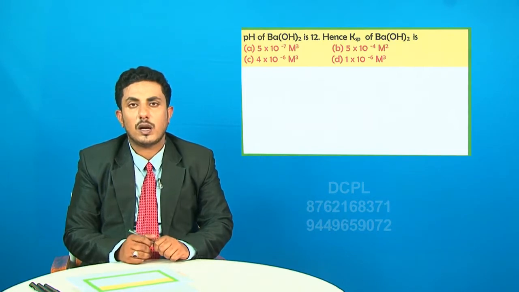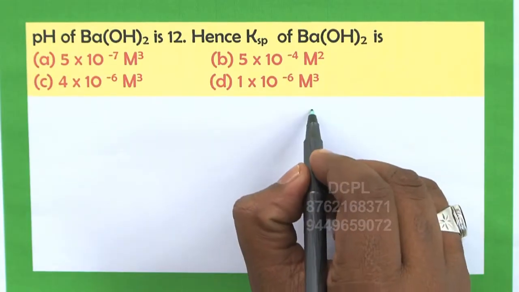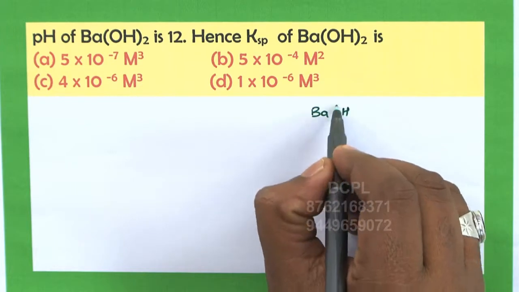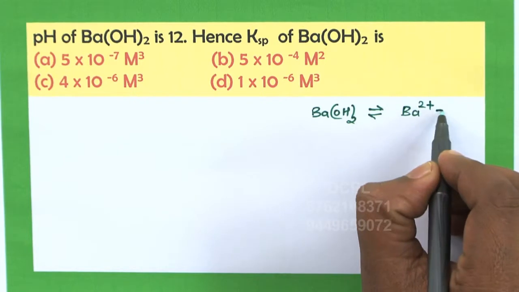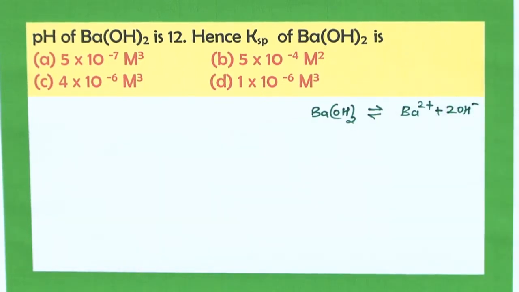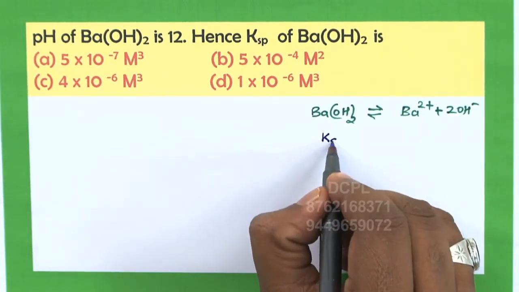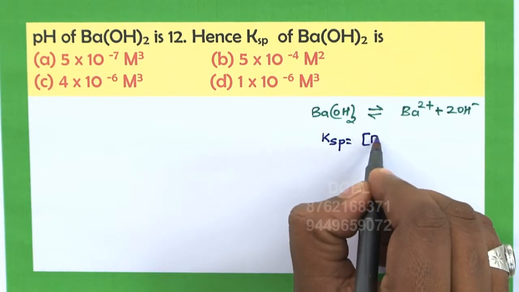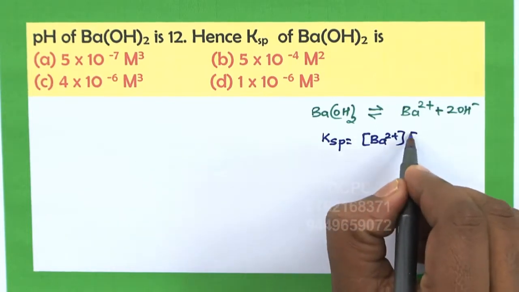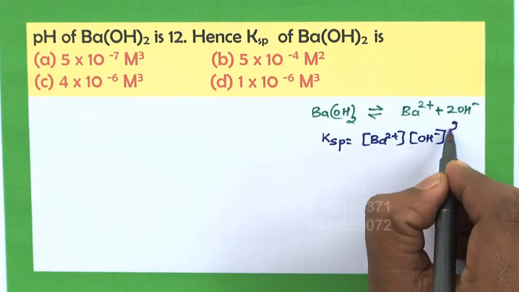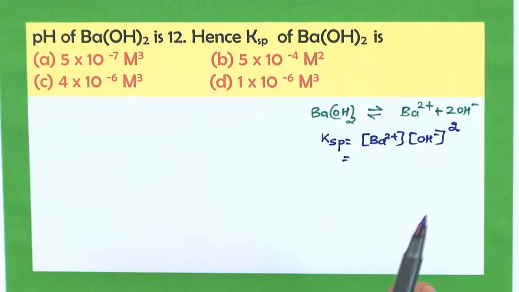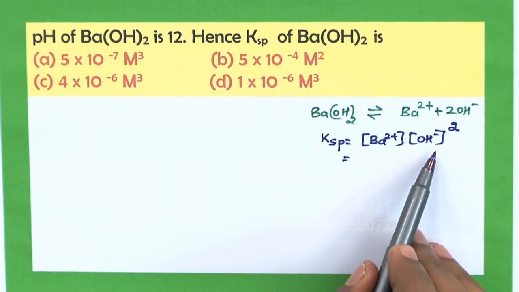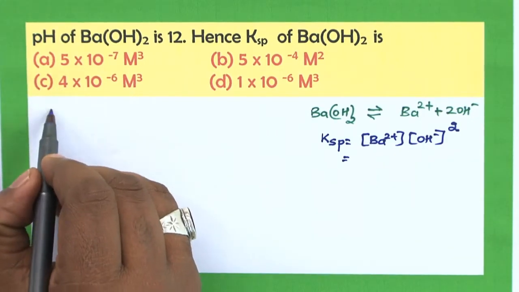So for barium hydroxide, Ksp is equal to, so barium hydroxide dissociates to give barium ion and 2 OH minus ion. Hence Ksp, that is solubility product, is equal to concentration of barium ion into concentration of OH minus ion raised to 2. To calculate the Ksp value, we require the concentration of barium ion as well as the concentration of OH minus ion. But they have given us the pH of barium hydroxide.